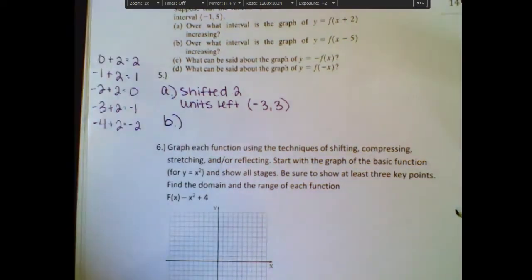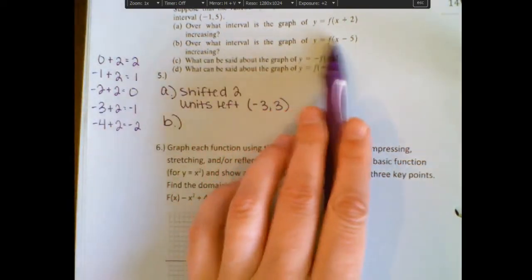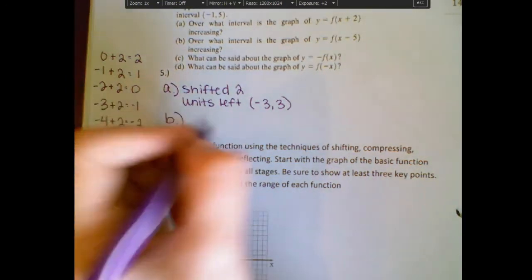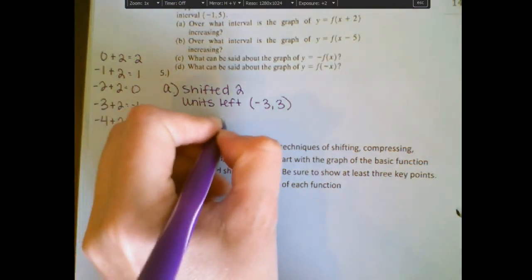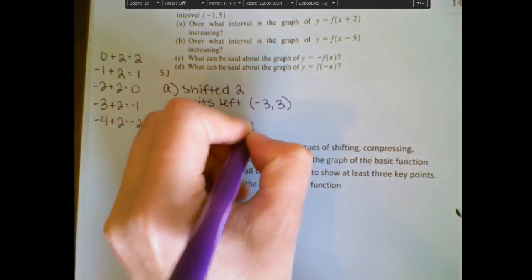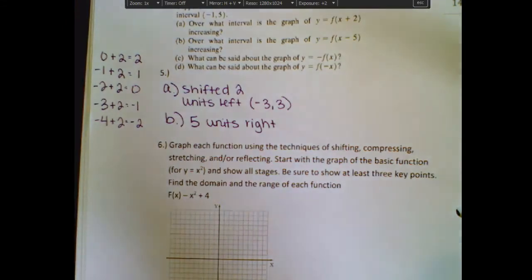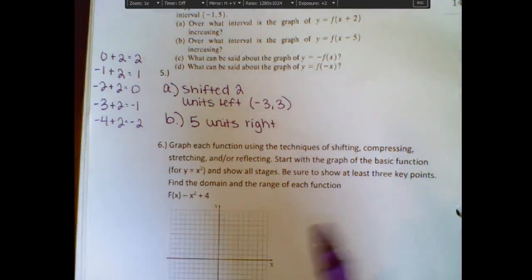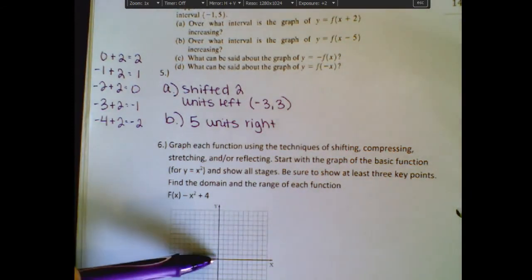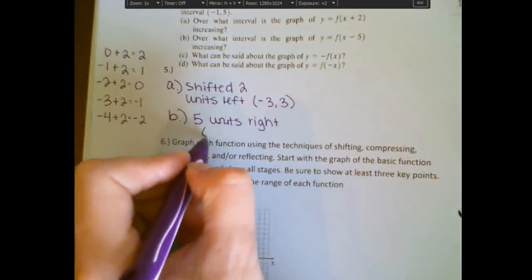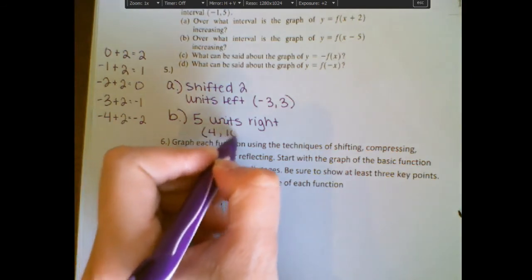B, over what interval is the graph increasing? So this one is shifted 5 units right. So from negative 1, 5, I'm going to shift it right. So shifting right means to go this way or to get bigger. So I'm going to add 5 to each of these. So it would be 4 and 10.